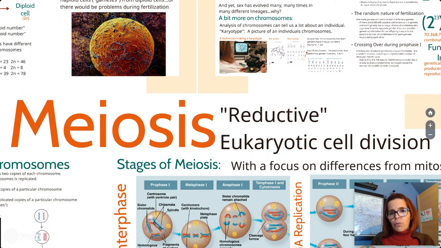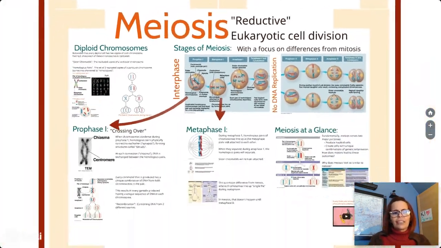In mitosis, the subheading on our notes was non-reductive eukaryotic cell division. That just meant that you start with a cell with 46 chromosomes and you end up with two cells that have 46 chromosomes. So we haven't reduced the number of chromosomes. In meiosis, we are reducing. We're going from 46 chromosomes down to four cells with 23 chromosomes. So that's why it's reductive.